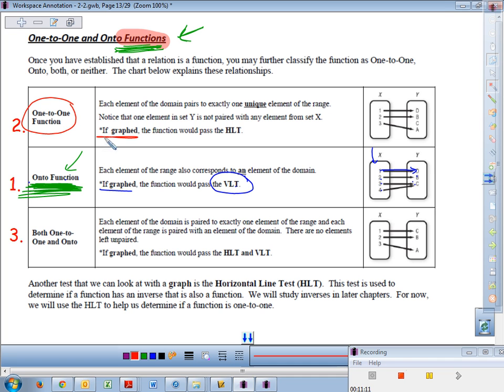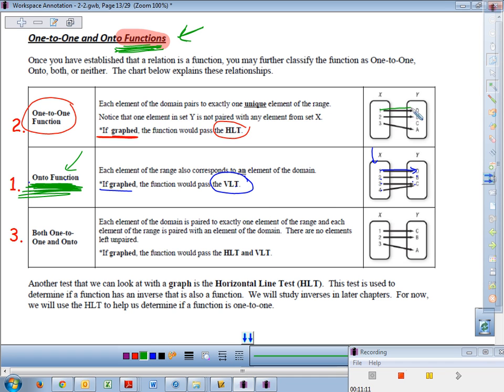And to do that, you can tell real easy by the graph if it passes the HLT. Well, VLT stands for vertical line test. What is HLT? Horizontal line test. Sound okay? But one-to-one is very specific.